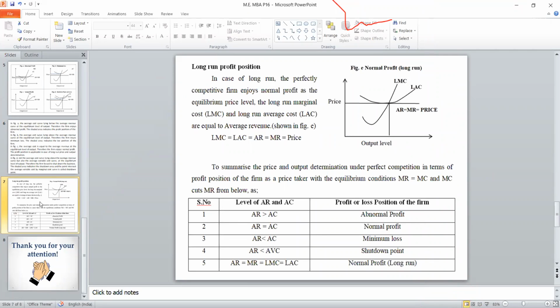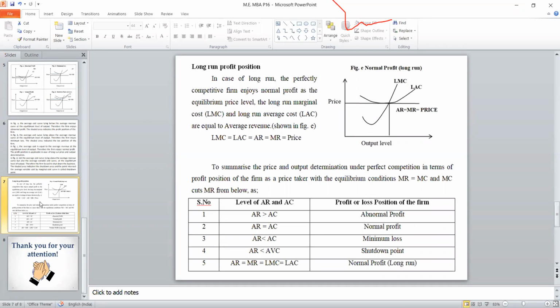I think we already studied this particular thing, the cost to output relationship. That LAC is nothing but that particular LAC. So average revenue equal to marginal revenue, at that level price is fixed. Here the long run MC curve intersects that particular point where the LAC has the tangency with the average revenue. At that point, LMC equal to LAC equal to AR equal to MR. At that level only price will be determined. That particular level is the output level.